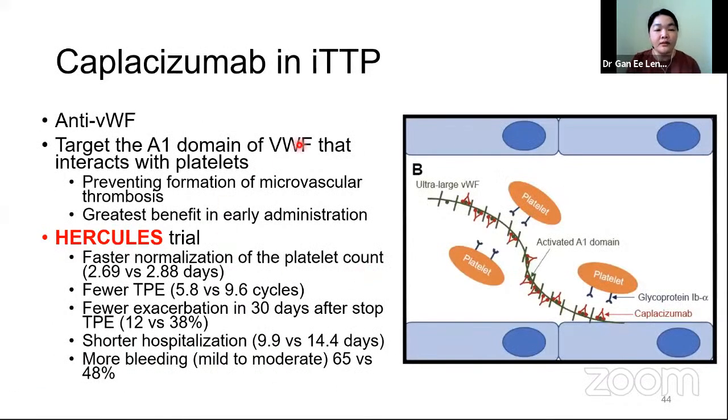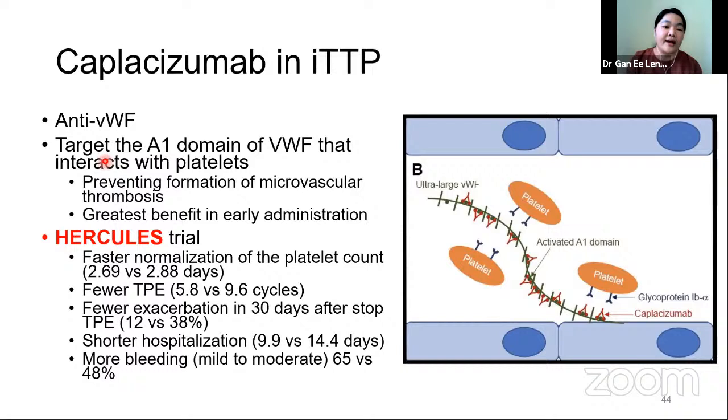Okay, the last medication that I would like to introduce is caplacizumab in immune TTP. In short, this is called anti-von Willebrand factor. Remember that our ADAMTS13 cuts at the A2 domain. Caplacizumab targets the A1 domain. The A1 domain, from one of the pictures that I showed, is the site where platelets bind to von Willebrand factor through the GPIb receptor on platelets, right? Okay. So when we use this medication, shown in red on the von Willebrand factor, the platelet cannot bind to the von Willebrand factor. So you have no thrombosis. Okay.